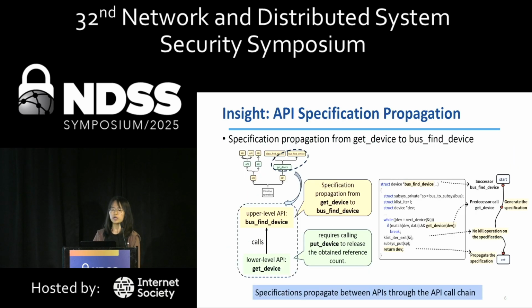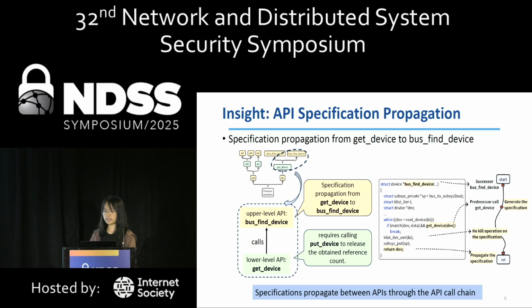So, in this work, we observe that API specification can propagate through the API call chain, as APIs are often designed in a hierarchical manner. When an upper-level API calls lower-level ones, it may inherit the specification from the lower-level APIs. For example, bus_find_device calls get_device, and the specification tied to get_device propagates to bus_find_device. This means after calling bus_find_device, it also needs a corresponding put_device.